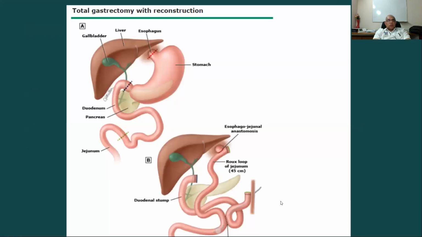This is a cartoon which shows what we call a total gastrectomy, and you can see that the incision is made around the gastroesophageal junction and at the distal stomach there as it enters the duodenum, and then your jejunum is pulled up, and there's an esophageal-jejunal anastomosis that is made. This is the picture of a total gastrectomy, and of course the duodenal stump is then closed off.